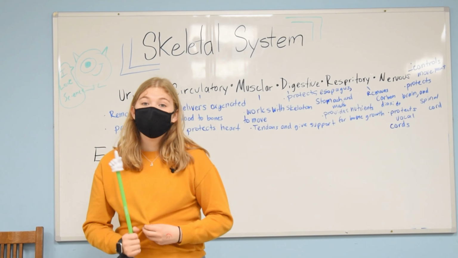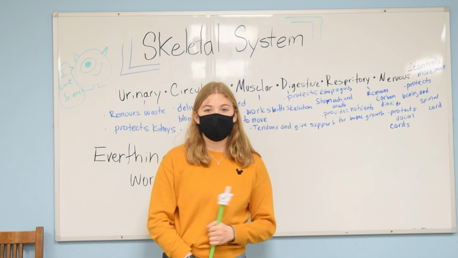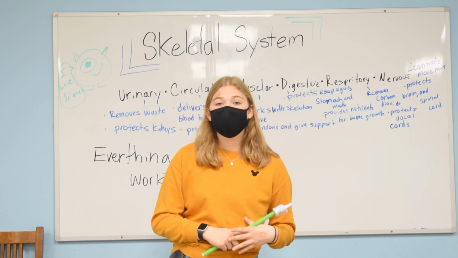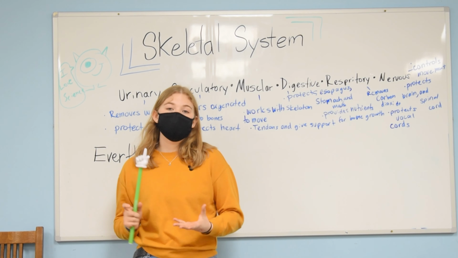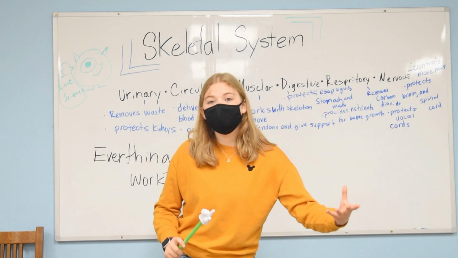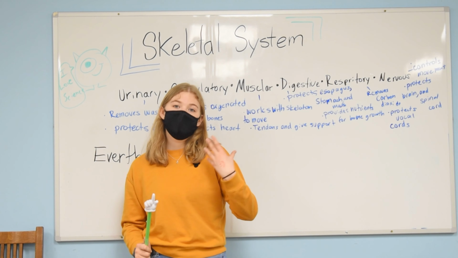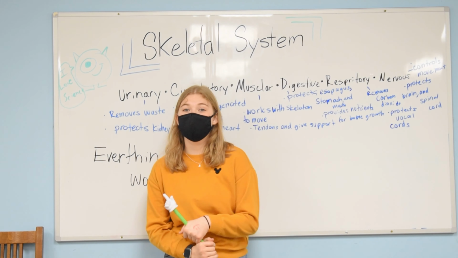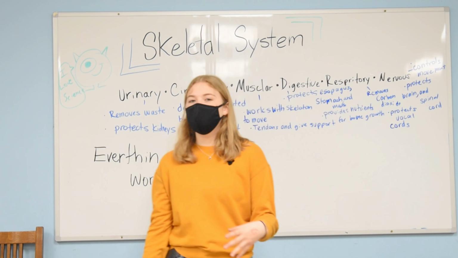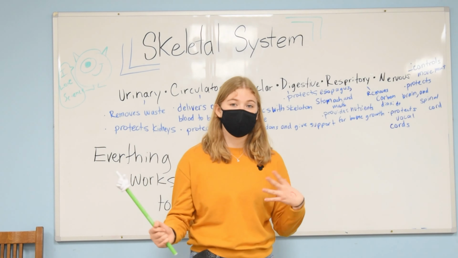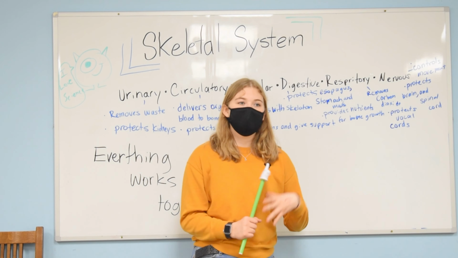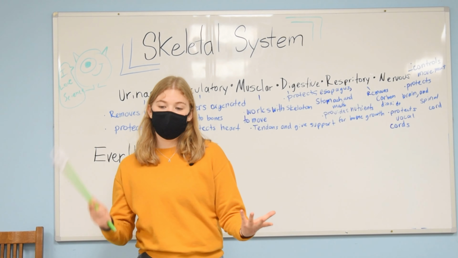The skeletal system is very important, but it can't do anything by itself. All of the body systems in the human body have to work together to be able to function properly. Every system gives something to another system and also takes something from a system. The skeletal system works with almost all of the systems because it protects so many things and it's such an important part of our structure.